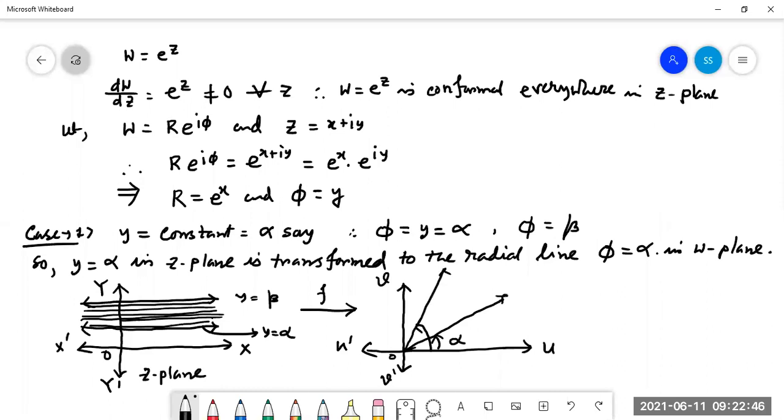In radial line. So this is the region of convergence. This one is the beta. So the region of convergence is here. It is the W plane.